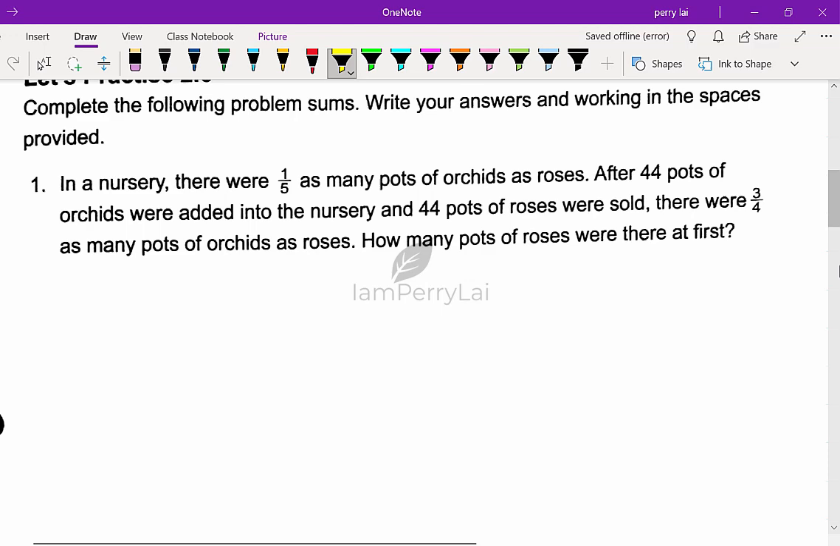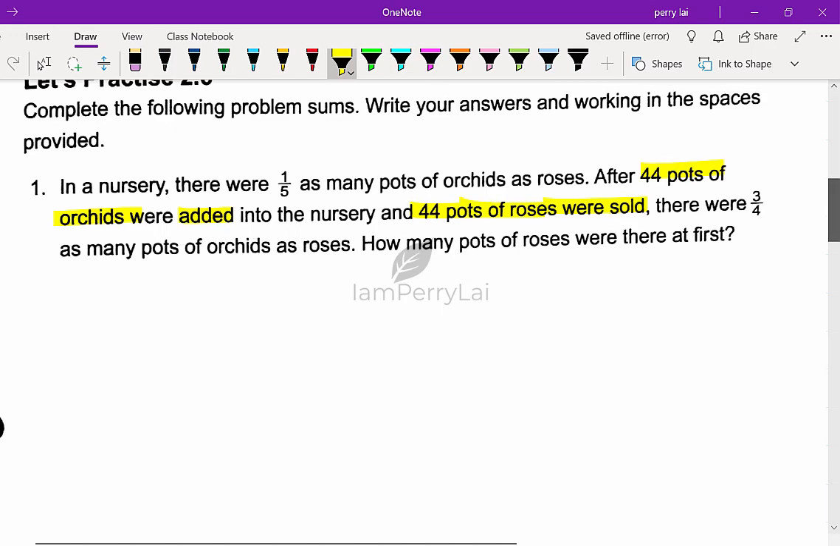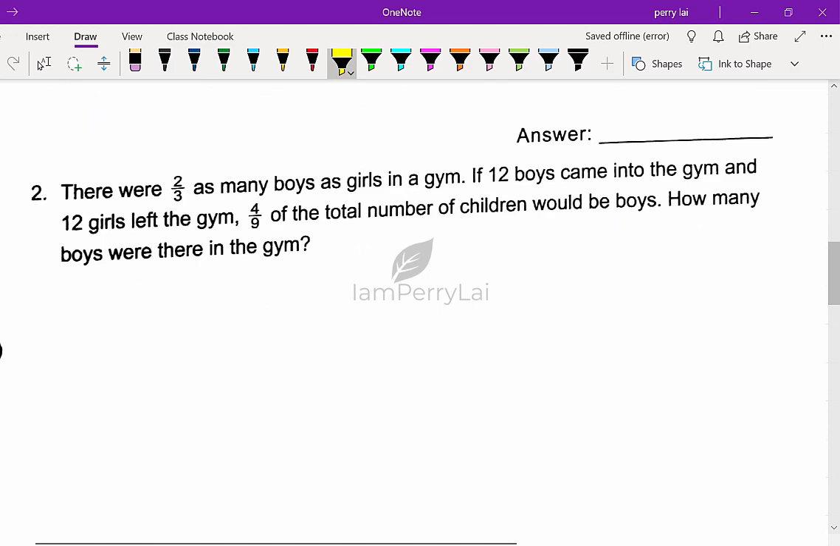In this question, there are 44 pots of orchids added and 44 pots of roses sold. So one is being added, one is being sold, and they're exactly 44 each. So the total is not changed, right? Next. By the way, if I'm going too fast, just pause the video or go back and watch it again. That's the beauty of online learning, right? 12 boys came in, 12 girls left. Total unchanged.